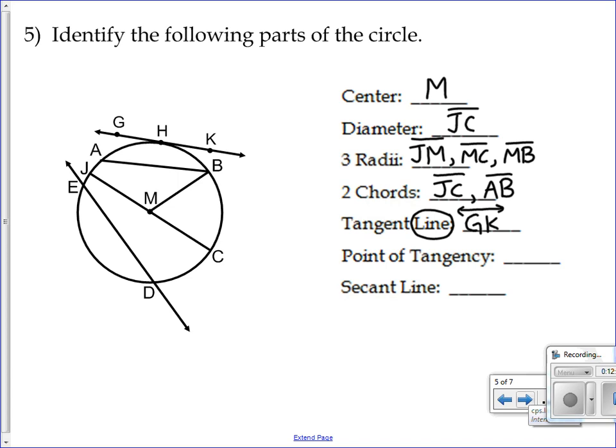Point of tangency is just where is the hit and run. So the tangent line hits at H, so point H. And then secant line, that's a line that's passing through the circle twice and then it keeps going. That would be line ED. And again, it says line, so you have to put the line symbol above ED, otherwise it would be wrong.